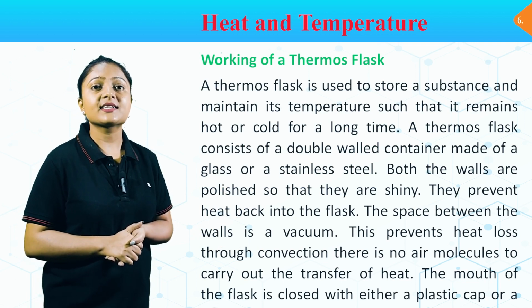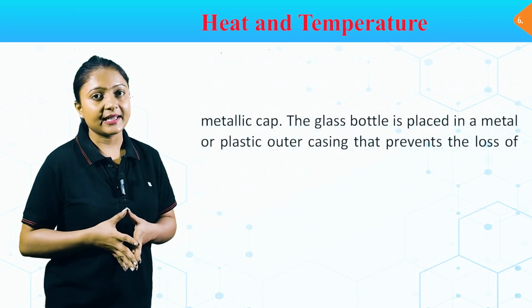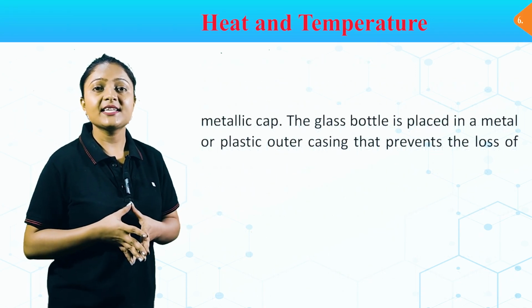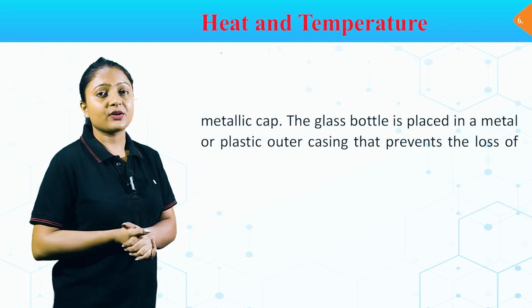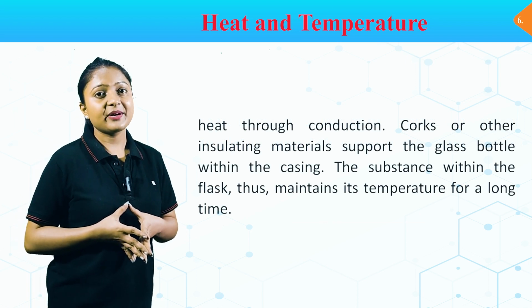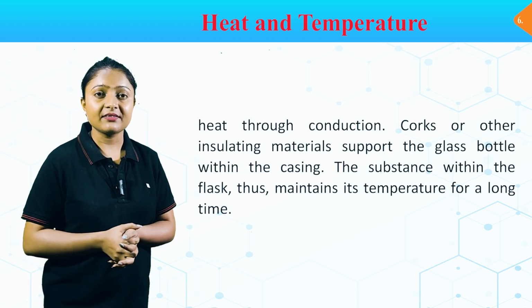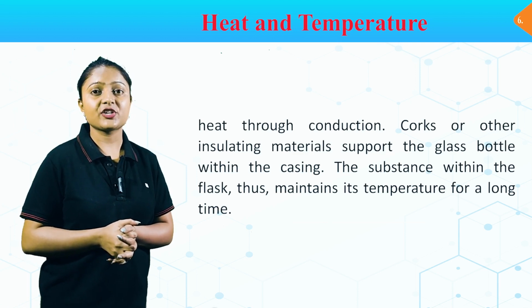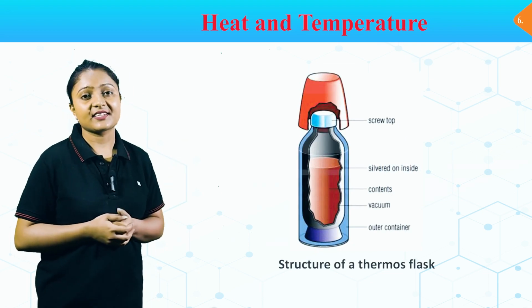The mouth of the flask is closed with either a plastic cap or a metallic cap. The glass bottle is placed in a metal or a plastic outer casing that prevents the loss of heat through conduction. Corks or other insulating material support the glass bottle within the casing. The substance within the flask thus maintains its temperature for a long time. This is the structure of a thermos flask.